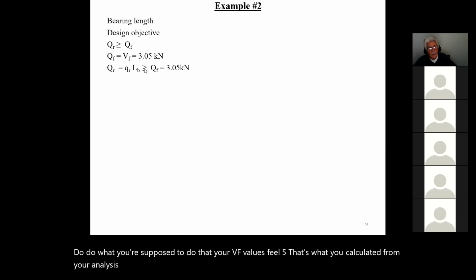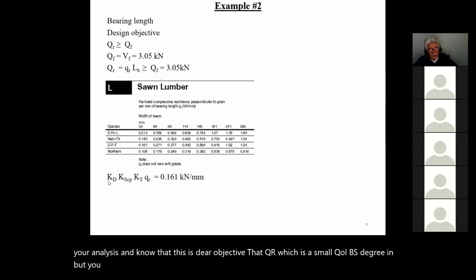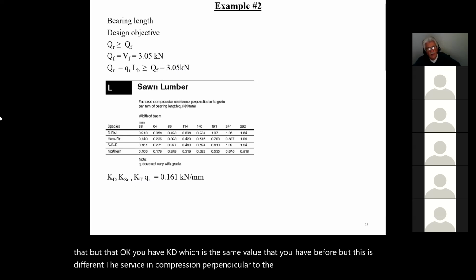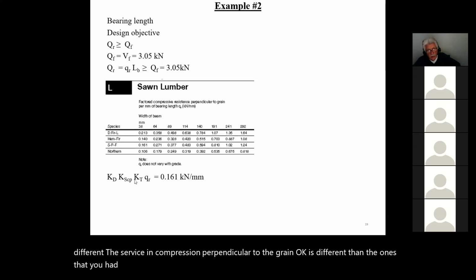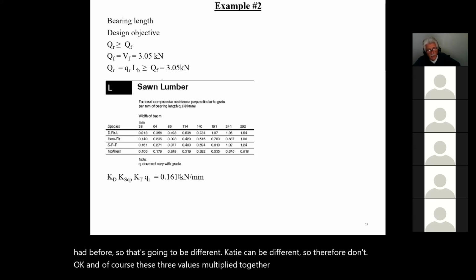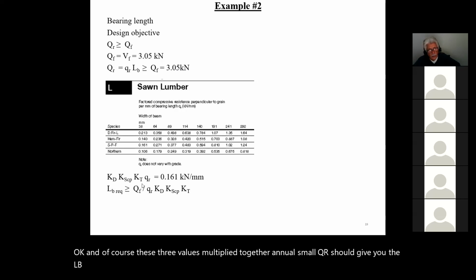And you know that this is your objective: the small QR, which is QRLB, has to be greater than that. You have KD, which is the same value as before, but the service condition in compression perpendicular to the grain is different than the ones you had before. KT can be different too. These three values multiplied together and your small QR should give you the LB required. So the LB required is your QF here of 307 divided by all these values.